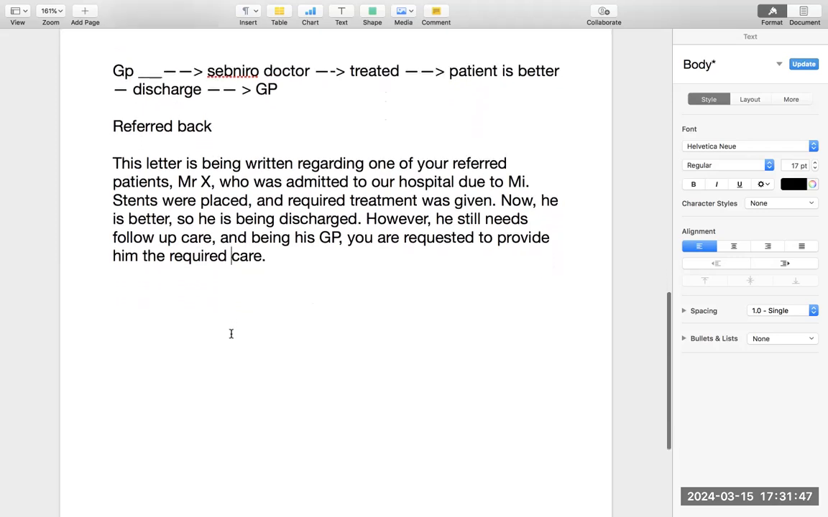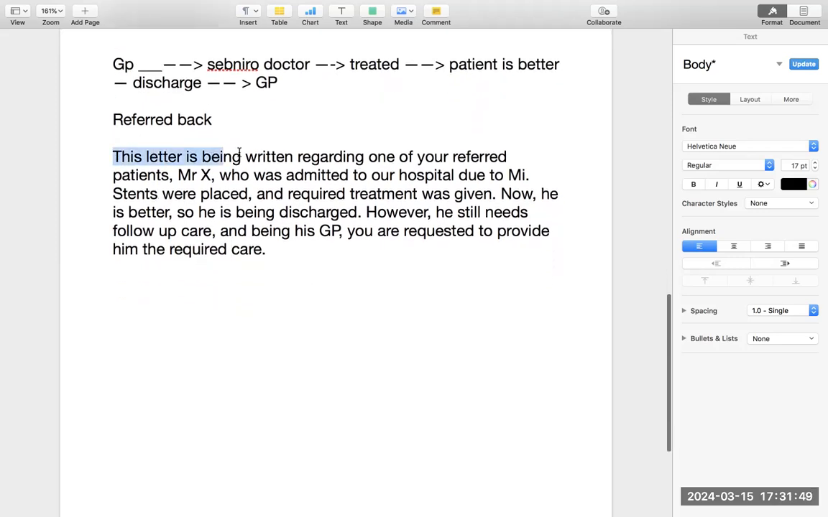So now see this wonderful letter. This letter is being written regarding one of your referred patients, Mr. X. That was happening in this as well. Who was admitted to our hospital due to MI, stents were placed, required treatment was given. Now he is better, so he is being discharged. However, still, and being his GP, you are requested to provide him the required care.